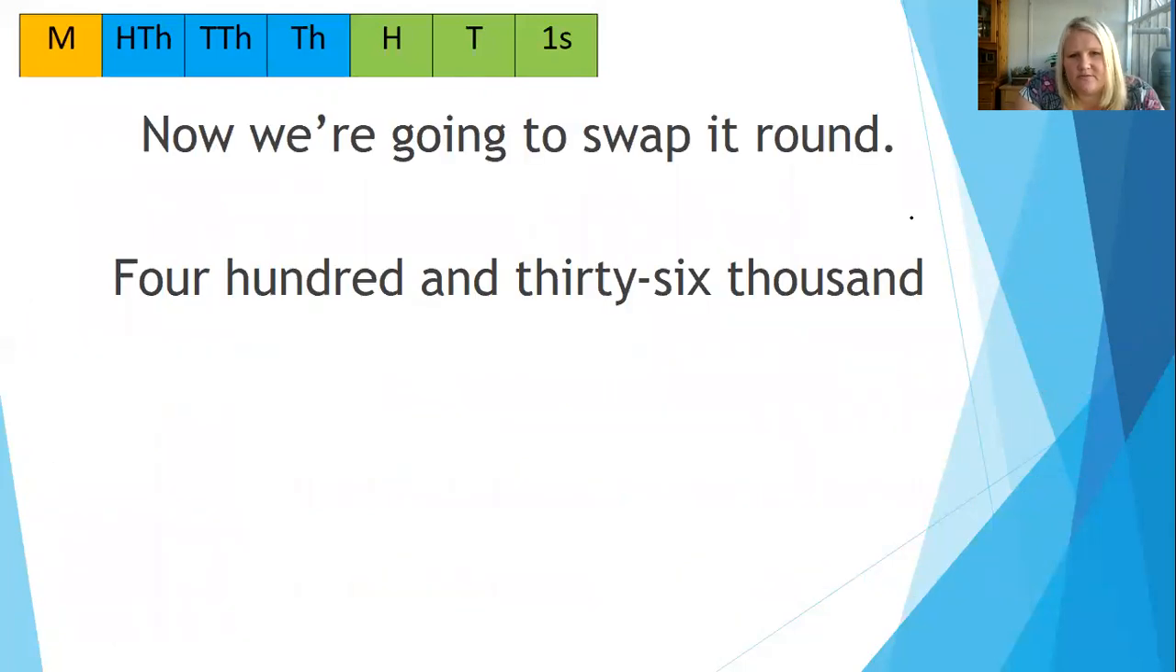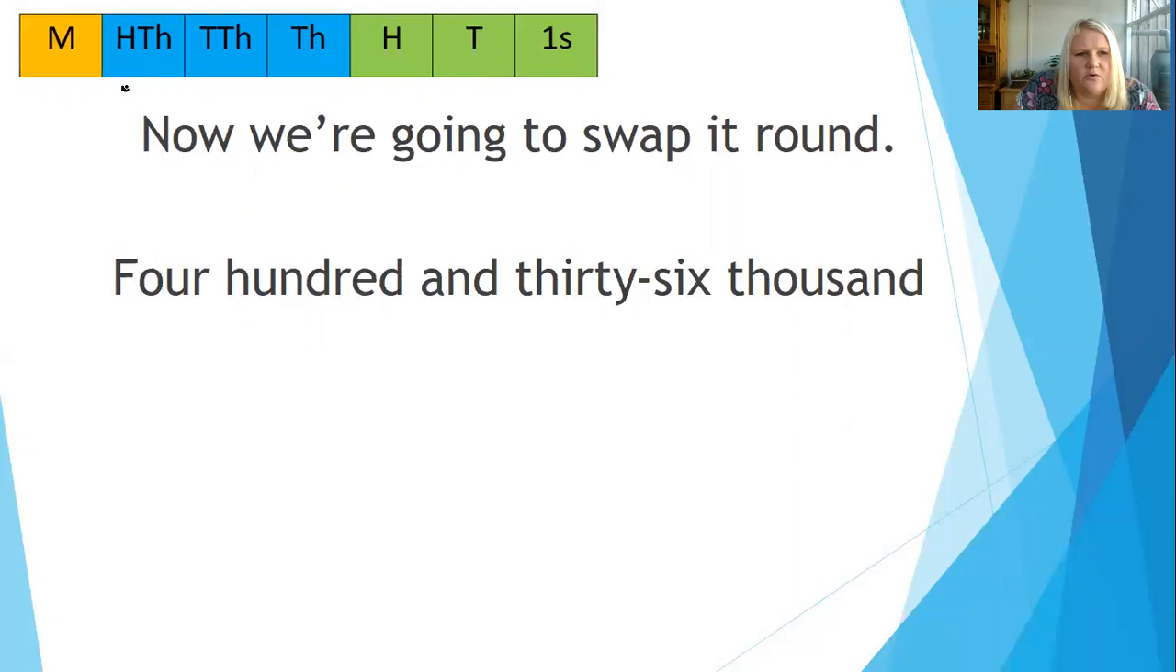Now we're going to swap it round. I've got the number 436,000, written as words. I want to write it as a number, using numerals, using digits, however you want to call them. I could, if I wanted to, use this up here to help me out. So I'm going to try and draw it up here so I can know what it is. If you want to use a place value grid, that's great.